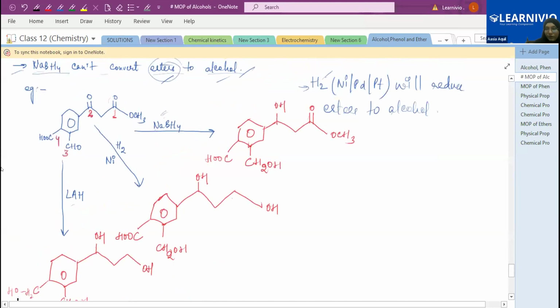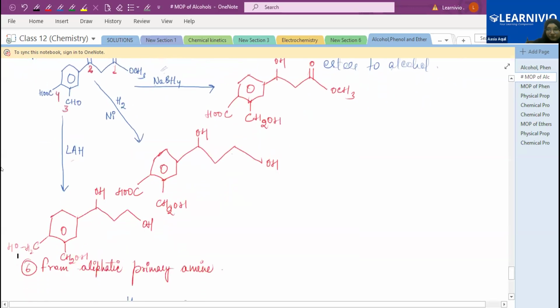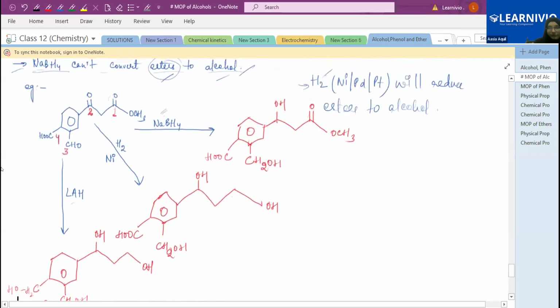Sodium borohydride will reduce only carbonyl compounds, which is the ketonic group and aldehyde. Your H2 and nickel, catalytic hydrogenation, will reduce the ester, ketone, aldehyde, but it won't be able to reduce the carboxylic acid. And lithium aluminum hydride will reduce each and every group. Now you can write it down.